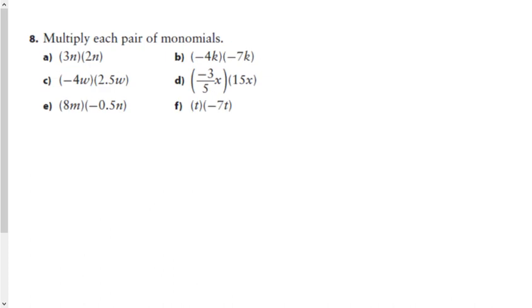Question 8, do we have to do that? Okay. So real quick, 6n squared, 28k squared, negative 10w squared.